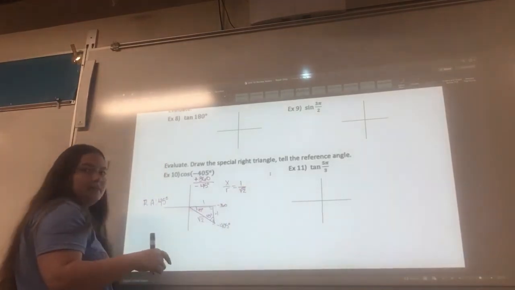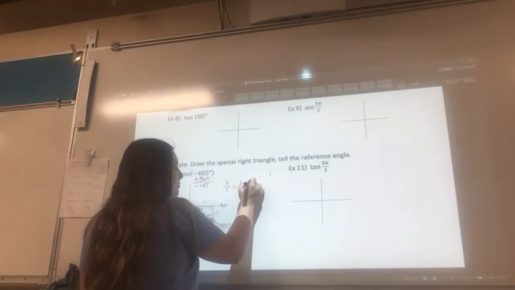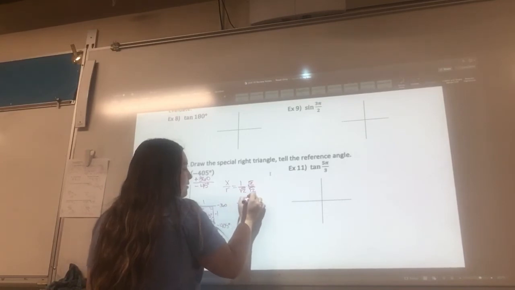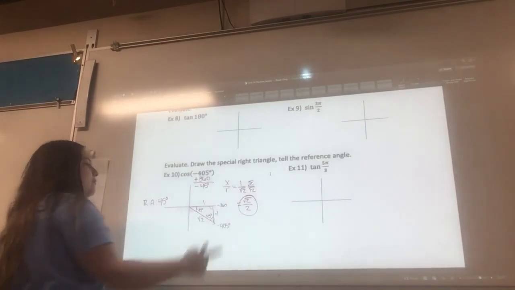We don't like that. No radicals in the denominator. So we're going to multiply by the square root of 2 over the square root of 2. And we're going to see that it's going to equal the square root of 2 over 2. So cosine of negative 405 is the square root of 2 over 2.